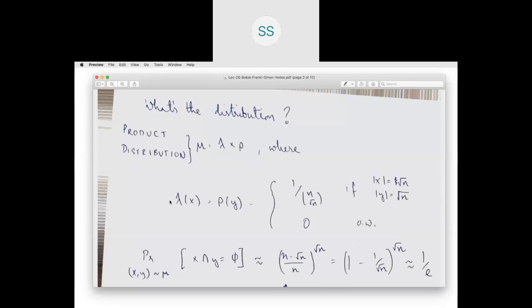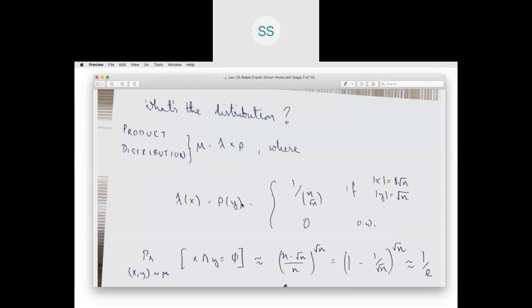Alice is going to choose her vector with a uniform probability. Basically, Alice is going to choose any one of the vectors with the same probability. Any one of the vectors that has exactly square root n ones. Not more, not less. So since there are n choose square root n vectors, each one of them is going to be picked with a probability of 1 divided by n choose square root n. And if it has more ones or fewer ones, it is not going to be picked. It's going to be picked with probability 0.